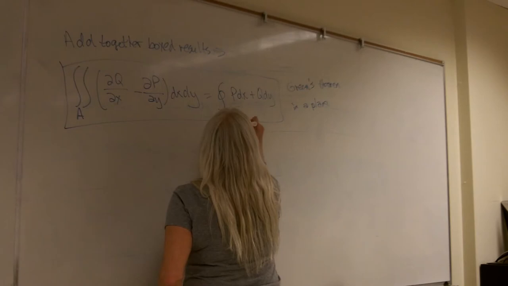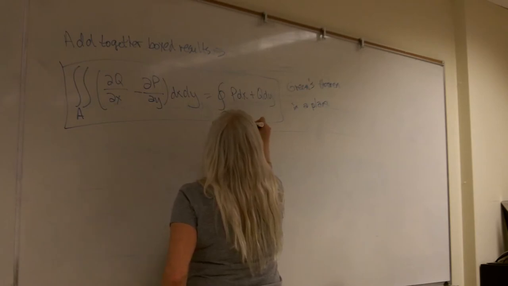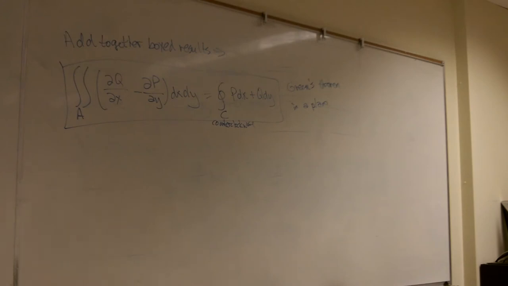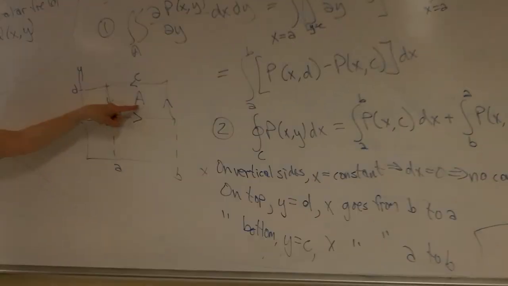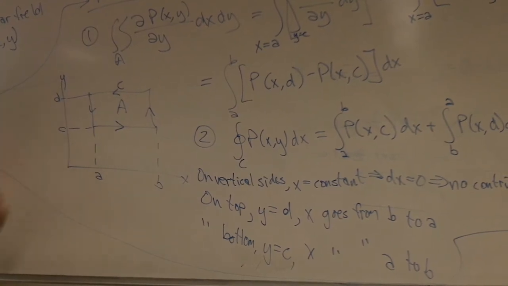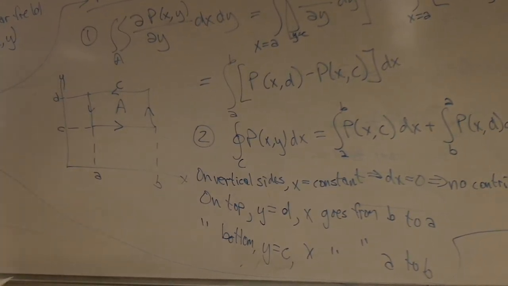And I should perhaps also remind you that when we do this line integral, we are going around the curve in the counterclockwise direction. Or perhaps another way of remembering that, go back to the picture here, as we go around the curve, we are keeping the area A to our left. Okay? It's another way of saying that we're going around it counterclockwise.